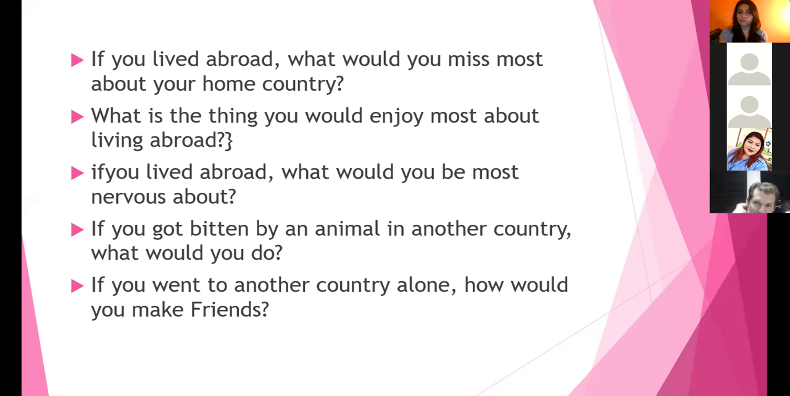Elmer, what is the thing that you would enjoy most about living abroad? The food, teacher. The international food. Wow, very good. Ellie, if you lived abroad, what would you be most nervous about? If I lived abroad, what I would be most nervous about is not finding work. Okay, very good. Adriana, if you got bitten by an animal in another country, what would you do? Well, first I cry, and then visit a hospital. A hospital, very good.